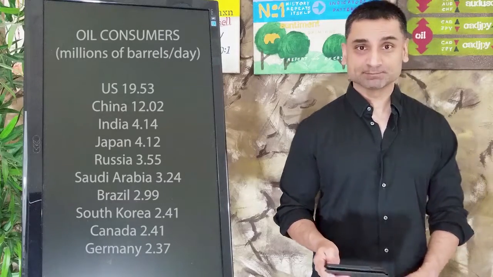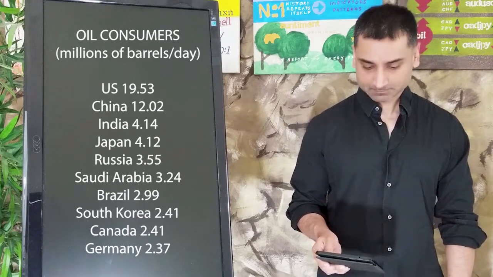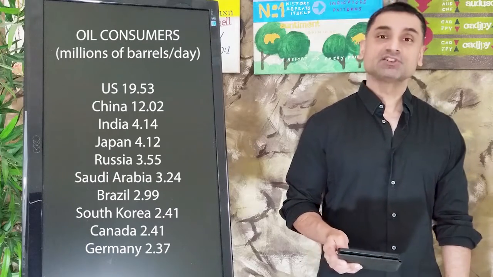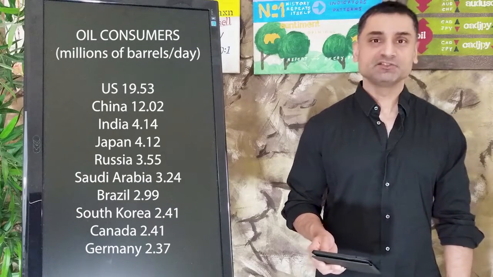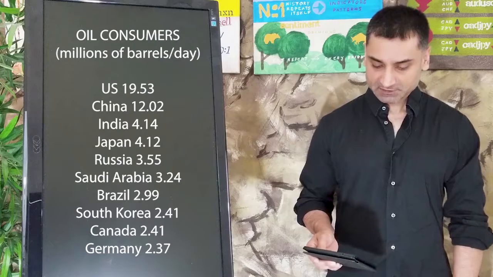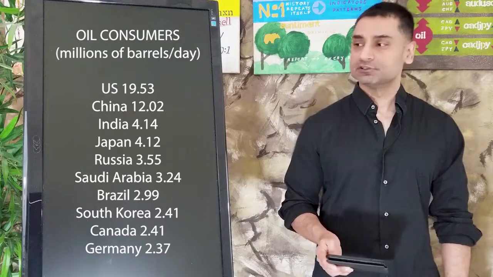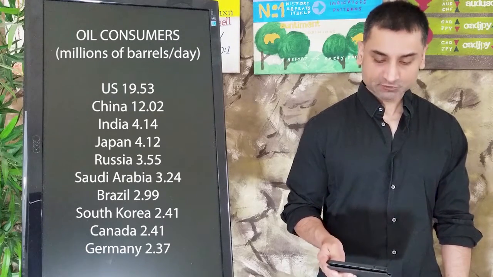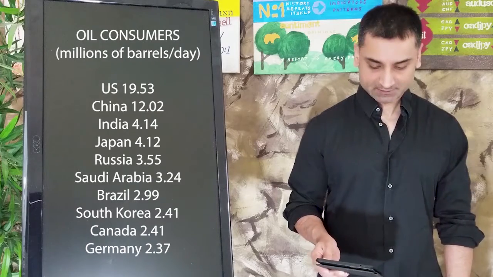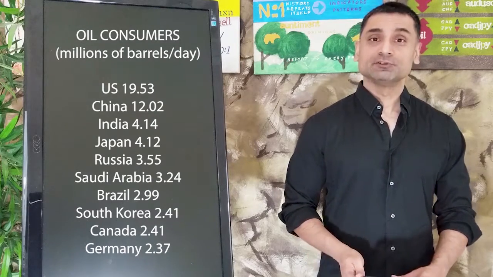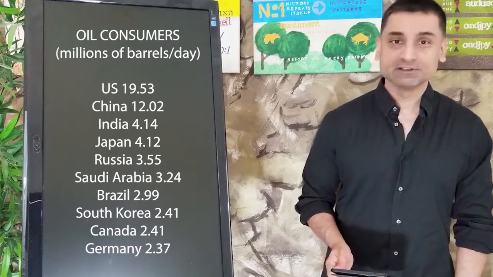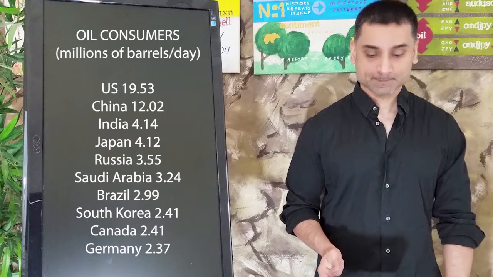For the top 10 countries that are the consumers of oil, we have US, China, India, Japan, Russia, Saudi Arabia, Brazil, South Korea, Canada, and Germany. Again, the numbers next to them are millions of barrels per day.